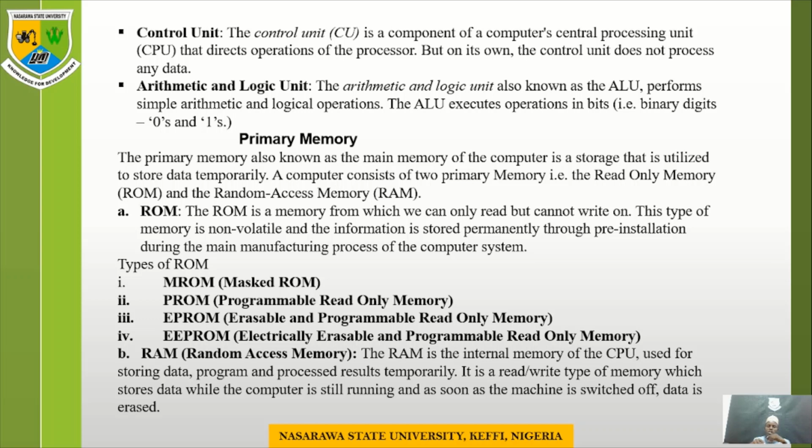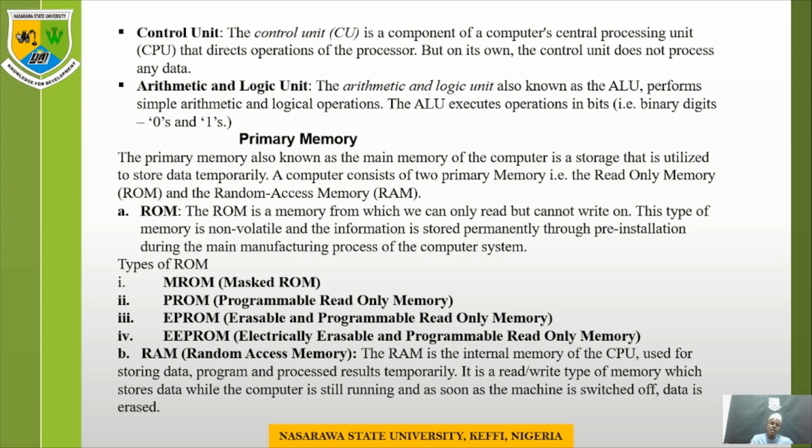And the information is stored permanently through pre-installation during the manufacturing process of the computer system. So the ROM and the RAM are all there during the pre-installation period. The types of ROM we have are the masked ROM, the programmable ROM, the erasable and programmable ROM, and the electrically erasable and programmable ROM. These are the four types of ROM we have.